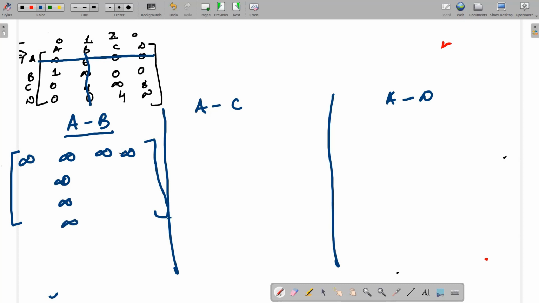Infinite, infinite, infinite. And since we are going from A to B, I cannot go from B to A. So by default, this value is also taken as infinite. So we have answers for certain matrix values as A, B, C, D. Some matrix values are by default infinite: C to C is infinite, D to D is infinite, right? And the rest of the values are ditto the same.